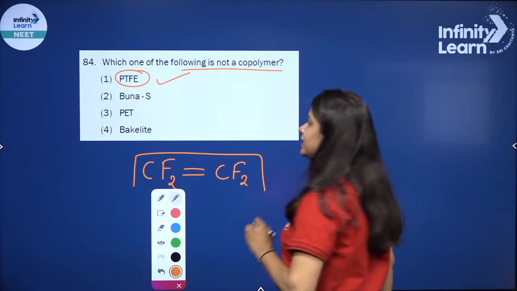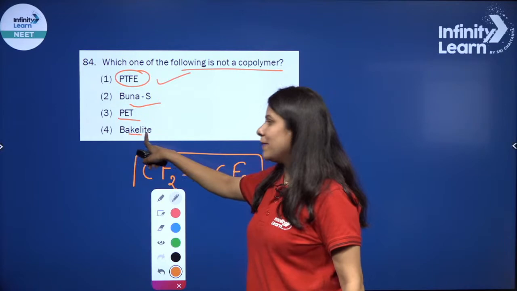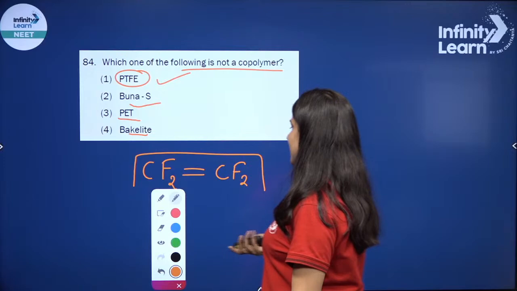Let us talk about other Buna S. This is formed from 1,3-butadiene plus styrene. PET is, you already know, Bakelite is another copolymer. So, what is the correct answer? Correct answer is PTFE. Very common question, right?